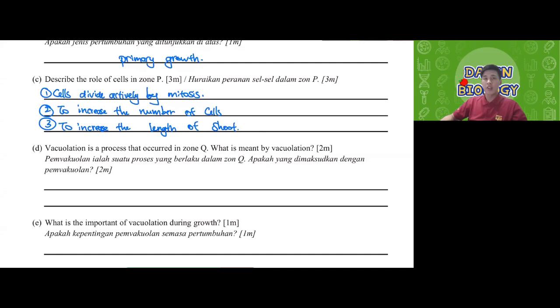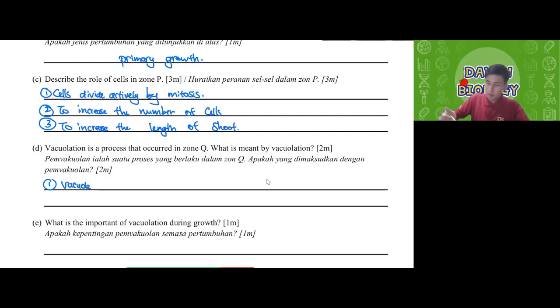Vacuolation is a process that occurs in zone Q. What is meant by vacuolation? We've just written it in front, right? Exactly the same thing. So vacuolation is what? The vacuoles merge to become big. But before they merge to become big, what does the vacuole do first?